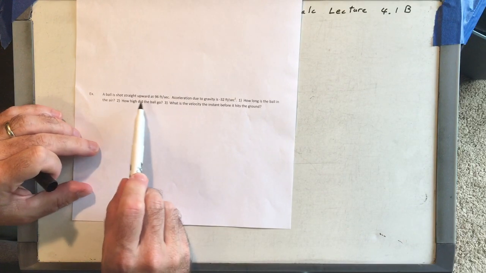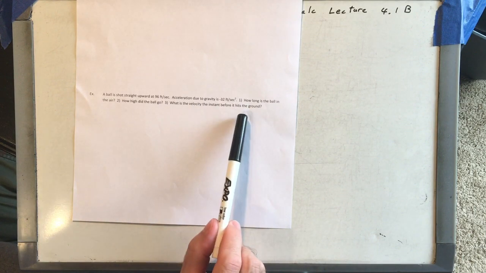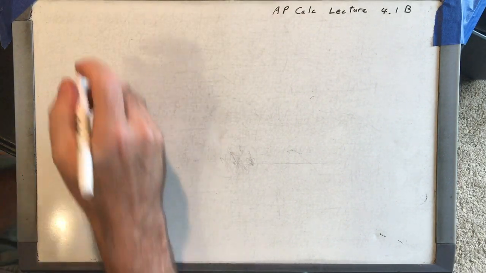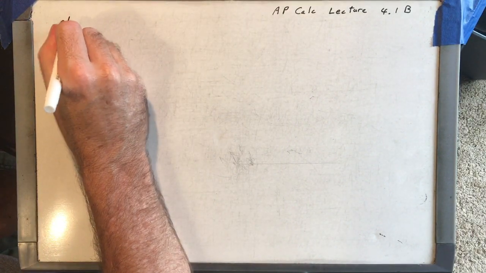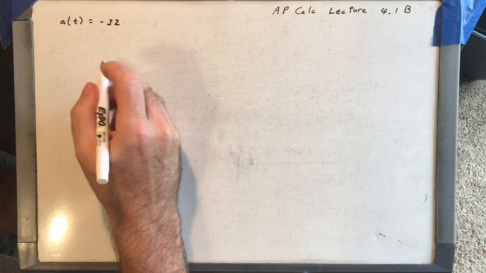Okay, and then the second one, a ball is shot straight upward at 96 feet per second. Acceleration is negative 32. How long is the ball in the air? How high did the ball go? What's the velocity the instant before it hits the ground? Okay, same thing. We're starting with acceleration instead of position. So let's get our three equations.